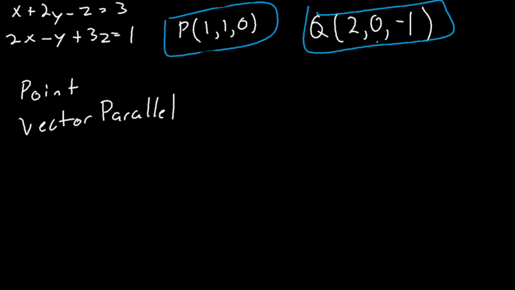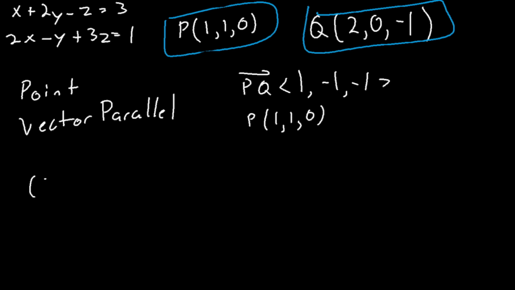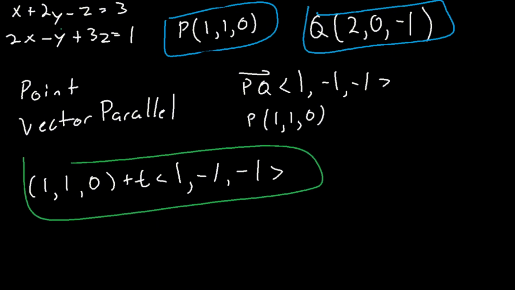Since these 2 points are on the intersection of the 2 planes, we can just find the vector between P and Q to get the vector that is parallel to the line. So this is (1, -1, -1). And we have a point. Let's use point P for this. So all we need is point P plus t times the vector that's parallel, and this is the equation of a line that intersects the planes.